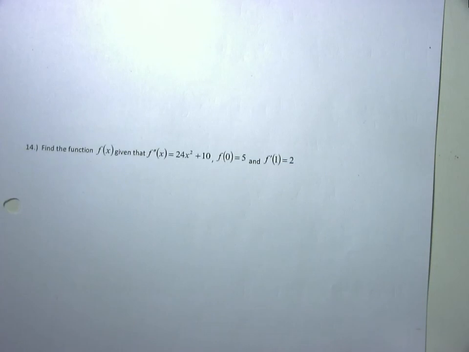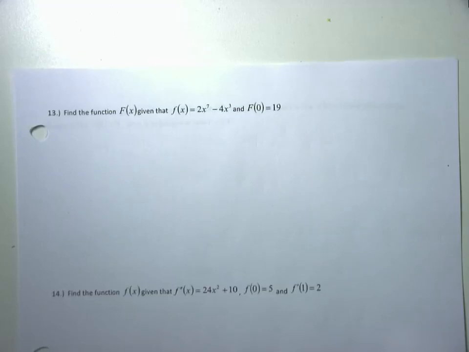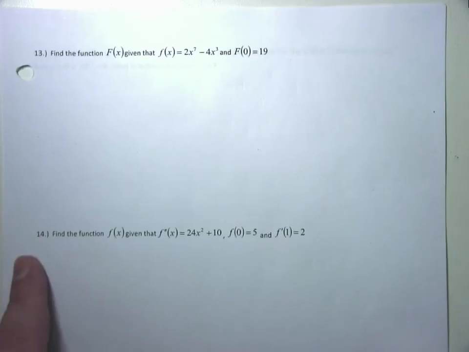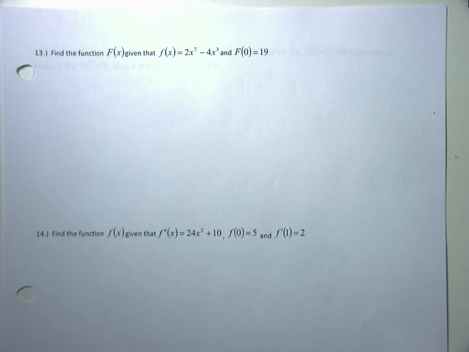So, that being said, what are some other ways except take the antiderivative or integrate that they can ask you questions about? Here is, and again, now at this point on, it's all about the directions and again, what we're expecting you to do. Look at the directions on this one, number 13. Find the function big F of x, given that little f of x is equal to 2x to the 7th minus 4x cubed, and big F of 0 equals 19.